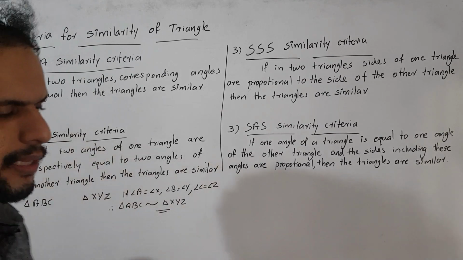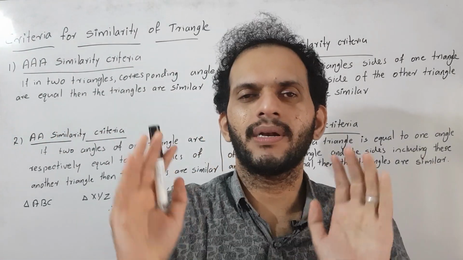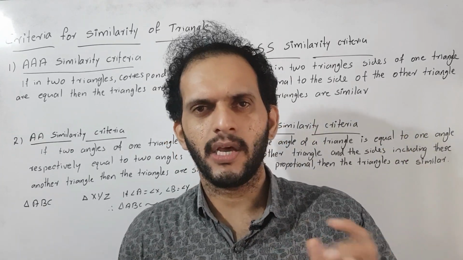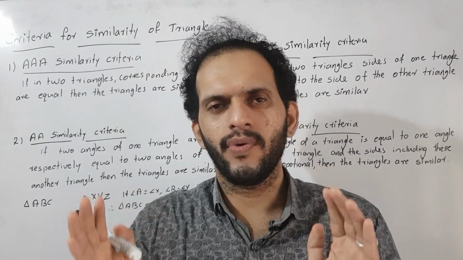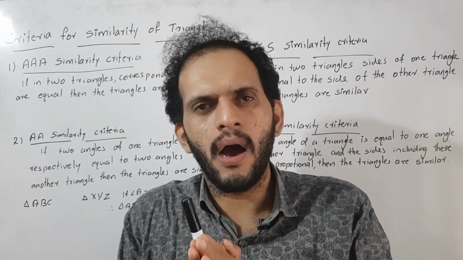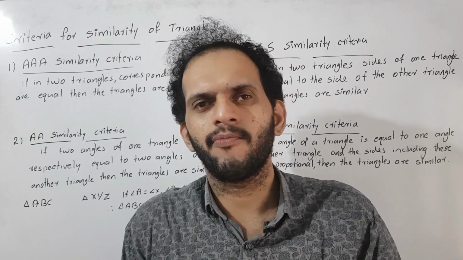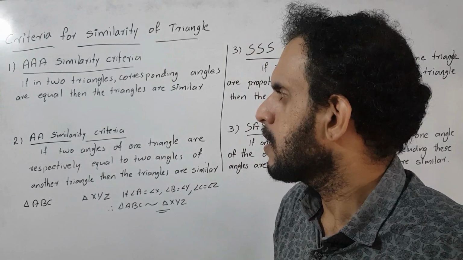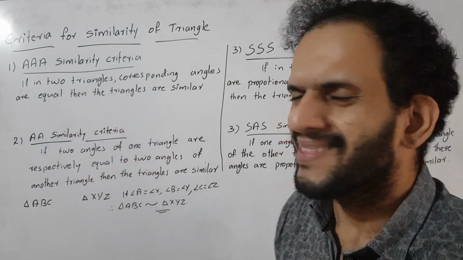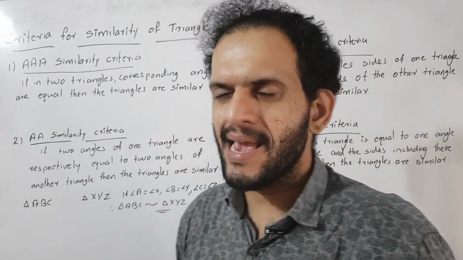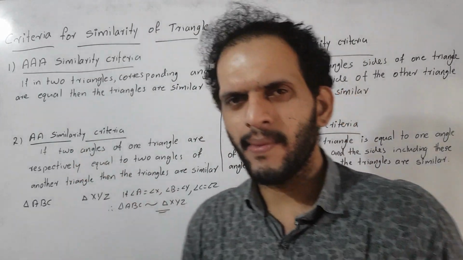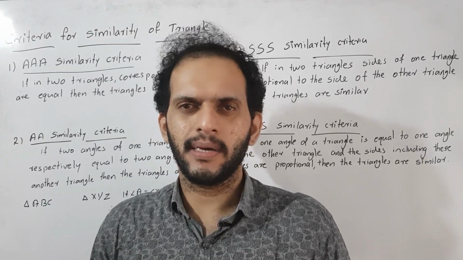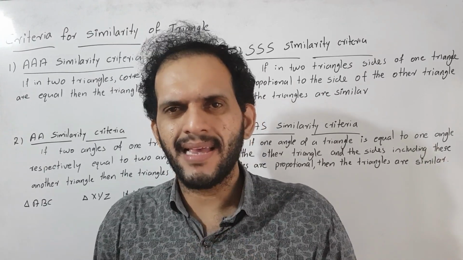In the case of two triangles, if their corresponding angles are equal, we conclude they are similar. That is the first rule. Then what is the second one? The second one is the AA similarity criteria. There is no difference between the AAA and AA similarity criteria. Then what is the AA similarity criteria?